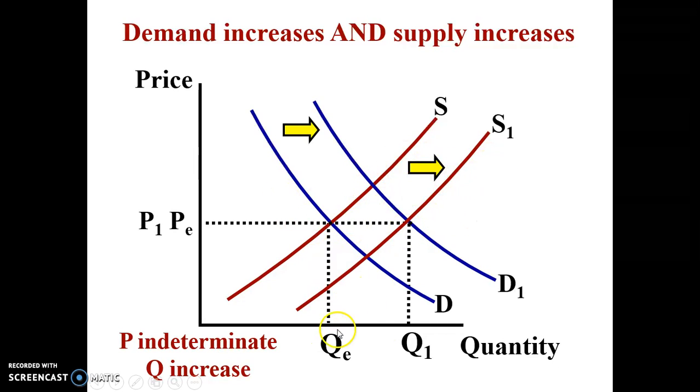Well, the quantity definitely went up, right? We can see that. But did the price go up? It's not determined. If the supply went way out here, the price would actually go down. If the supply only shifted to the right a little bit, the price might go up. So the price is actually indeterminate in this situation. We're not sure how much or if at all the price is going to change.